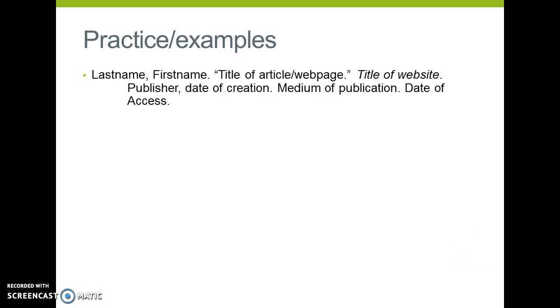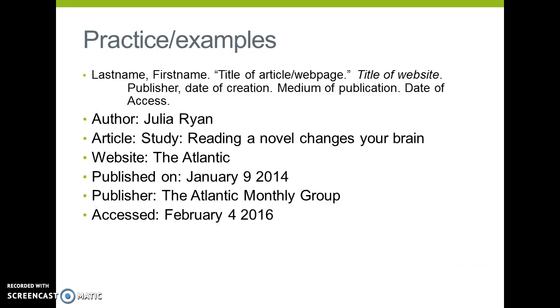Alright, so let's look at some examples. Here's your formula. Here's the information. This looks like a web newspaper article from The Atlantic. Okay, so I have all the information I need. Now I just need to plug it into the formula. So I would start with the author's last name, Ryan, comma, Julia, period. The title of the article or web page in quotations. So the name of the article is "Study: Reading a Novel Changes Your Brain." I would write that just like that, put a period at the end, put quotes around it.